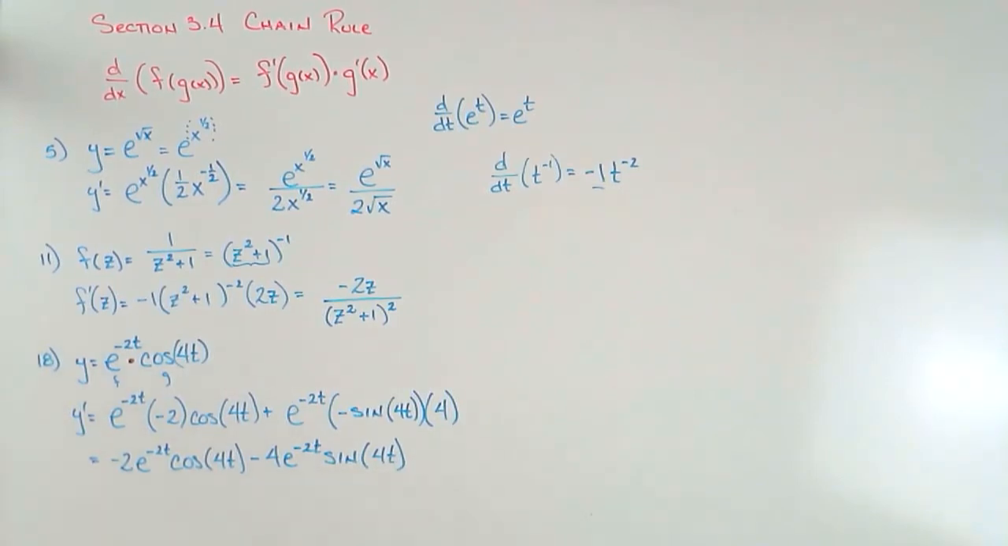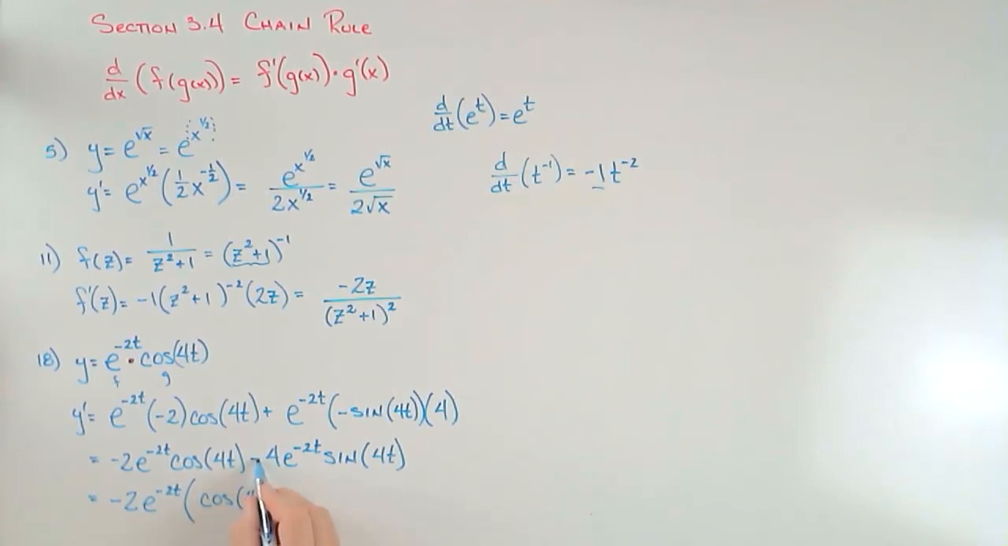Now, we have to clean this up. We have to factor out common factors. There's a negative sign in both of these. We'll pull that out. There's a 2 and a 4, so we can take out a 2. Here's e to the negative 2t. Here's e to the negative 2t, so we'll take that out. And then what do we have left? Well, here we took out the negative. We took out the 2. We took out the e to the negative 2t. The only thing left is cosine of 4t.